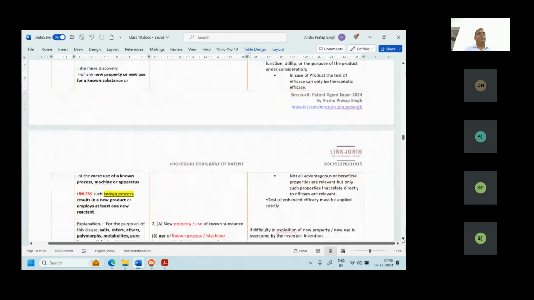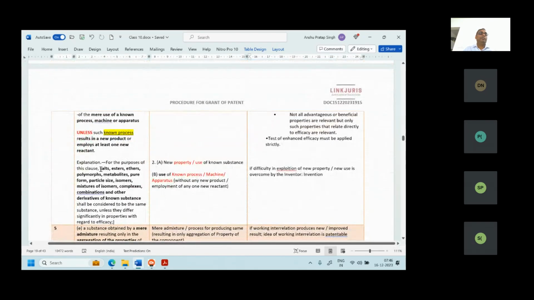The explanation of form is given below: salt, ester, ether, polymer, metabolite, pure form, particle, isomer, complex, combination and derivatives. All this will be considered the same substance unless efficacy is significantly different.